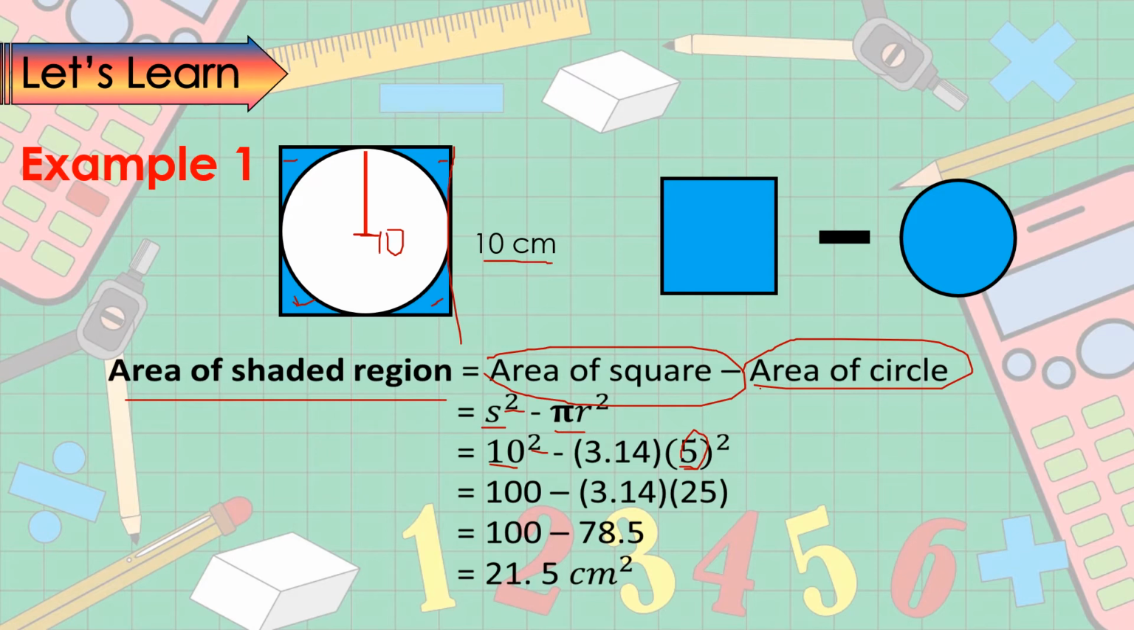10 squared will give us 100. Copy 3.14. And then 5 raised to 2 will give us 25. Next, we multiply first these two. So we have 100 minus 3.14 times 25, which will give us 78.5. Then we can now subtract. 100 minus 78.5, we have a value of 21.5 centimeters square. Therefore, the area of the shaded regions is 21.5 centimeter squared.